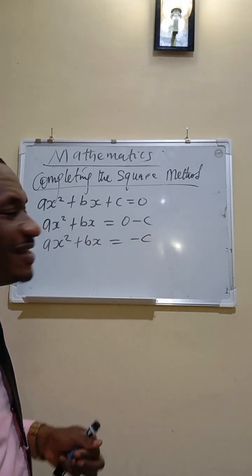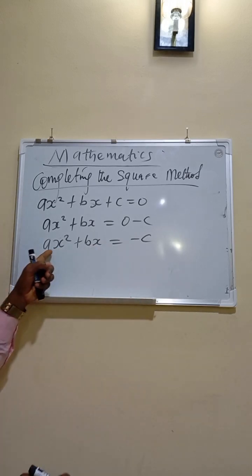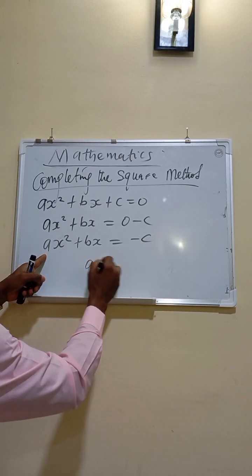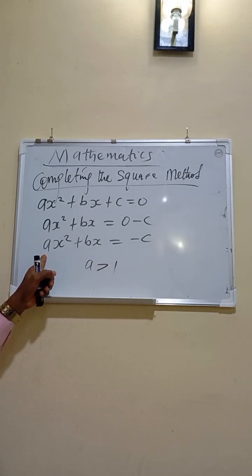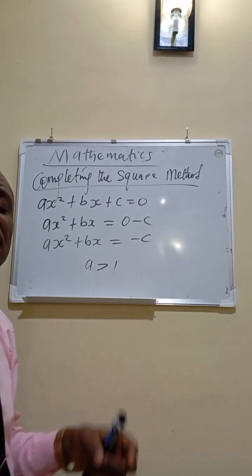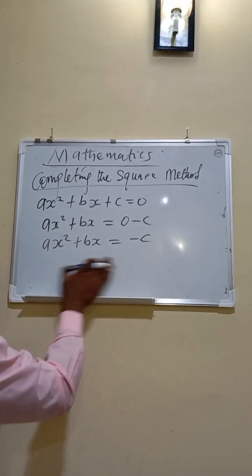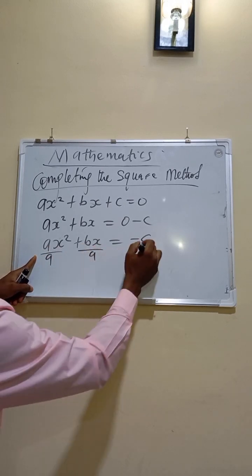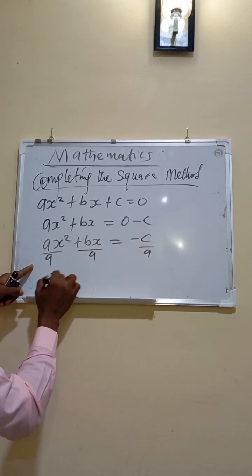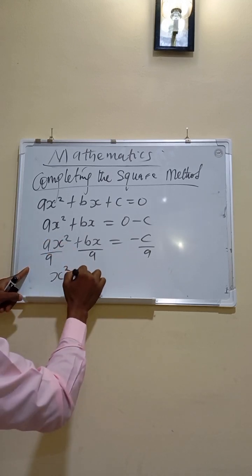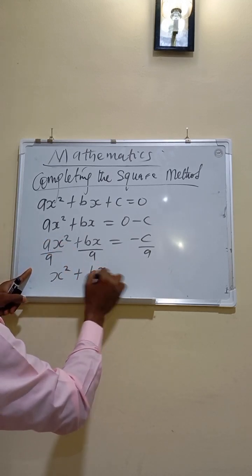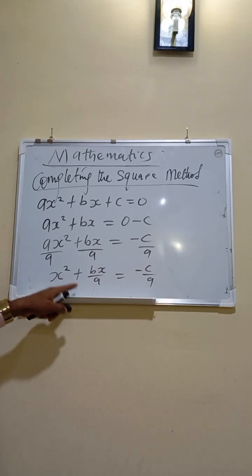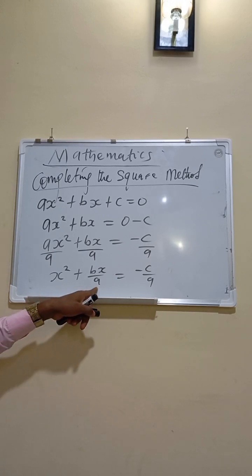Then the second step says you should divide through by the coefficient of x squared. And what is the coefficient of x squared? a. If it is greater than 1, you will not apply this method. But if it is not greater than 1, you leave it and continue with the next step. So we will now divide all through by a. If you divide through, this will give you x squared, cancel this, plus bx over a equals minus c over a. So at this point, we have gotten this one.